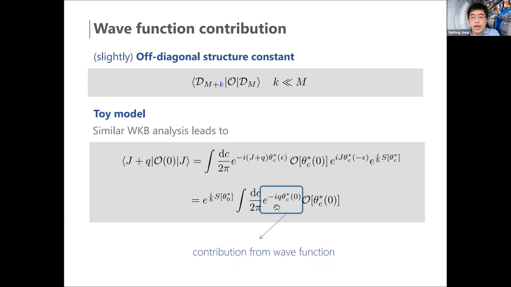But then what you find is that there's an additional piece. If you take epsilon goes to zero, this part cancels with that. Then you have a portion that is proportional to Q, and this gives a new contribution. That is the contribution from the heavy state, from the wave function of the heavy state. So to summarize, to compute this kind of quantity, first you need to take into account the contribution from the wave function, and then you need to take this integral over C.